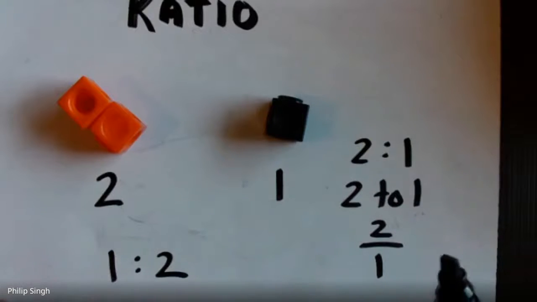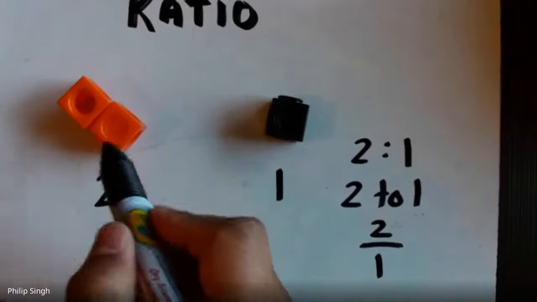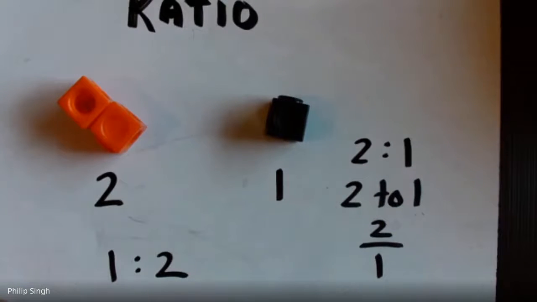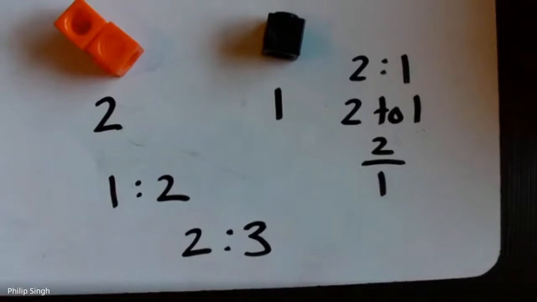In this example, I could also ask, what is the ratio of orange to all the blocks? Well, orange is 2, and all the blocks is 3. So 2 to 3. So just a quick recap about what ratios are.